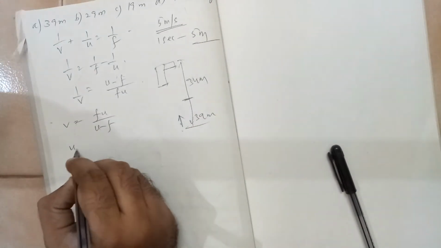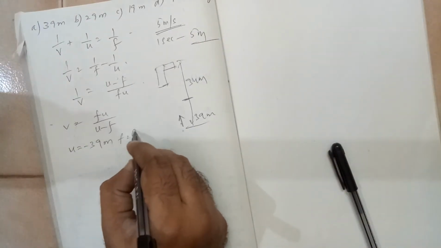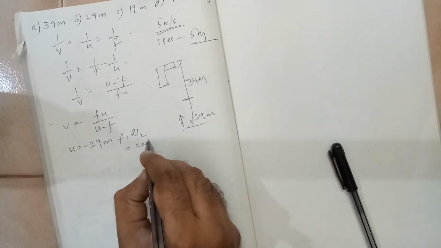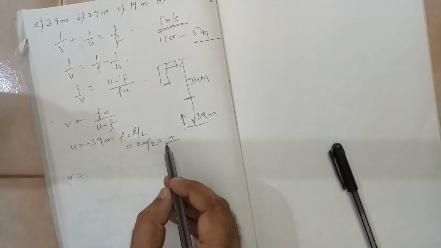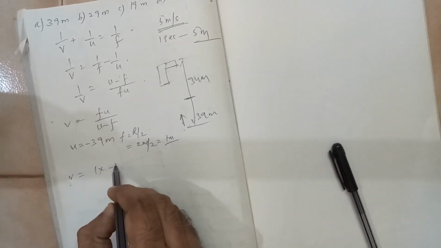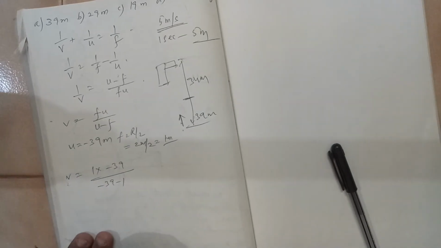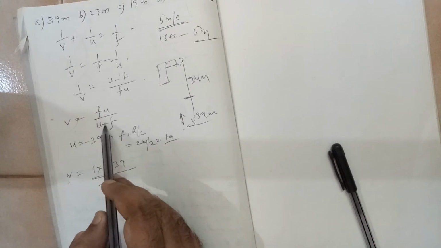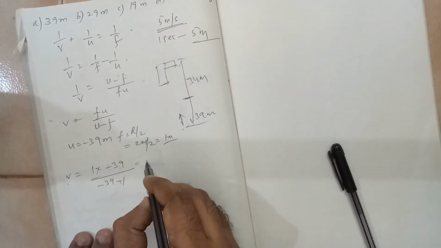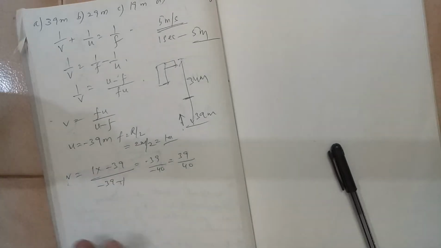So here u is equal to minus 39 meters. f is equal to R by 2. R is given as 2 meters. So 2 meters by 2, it is 1 meter. So v will be equal to f, which is 1, into minus 39 divided by minus 39 minus 1. For the convex mirror, f value will be plus 1. So already minus 1 it will come. So it is minus 39 by minus 40, or 39 by 40.